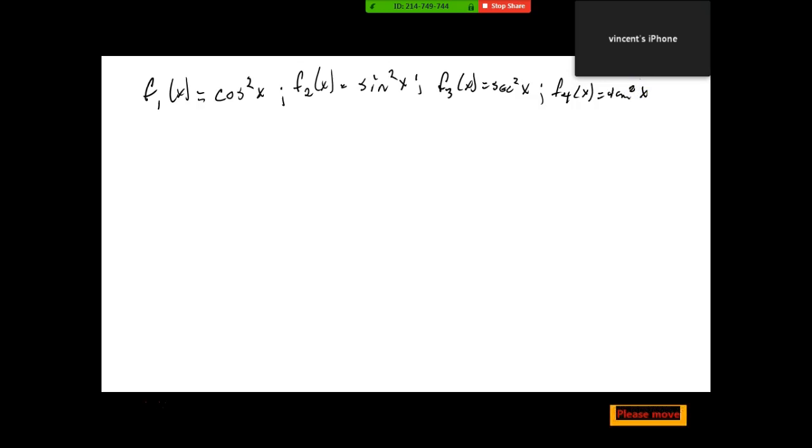They claim here they're linearly dependent on the interval -π/12 to π/12. Now, anyone want to hazard a guess of why that would be the case? Why did they choose -π/12 to π/12 as the interval? Don't worry about the linear dependence or independence yet. Just worry about why they chose that interval. What do you reckon? Any ideas?